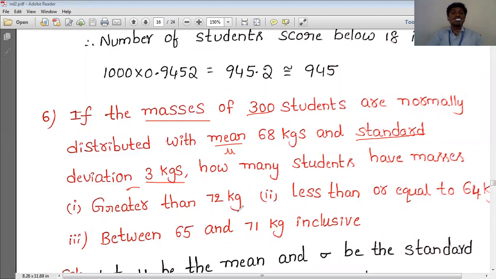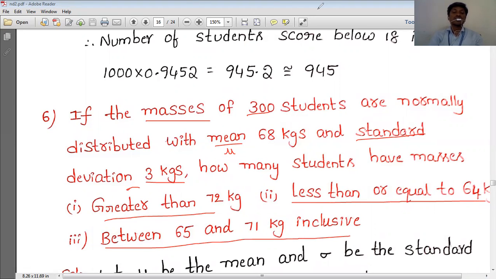How many students have masses greater than 72 kg, less than or equal to 64 kg, and between 65 and 71 kg inclusive, which means including. Okay. So what we are going to calculate here is the number of students only. First one, we need to calculate 300 into P of x greater than 72 kg. So this is the first question.